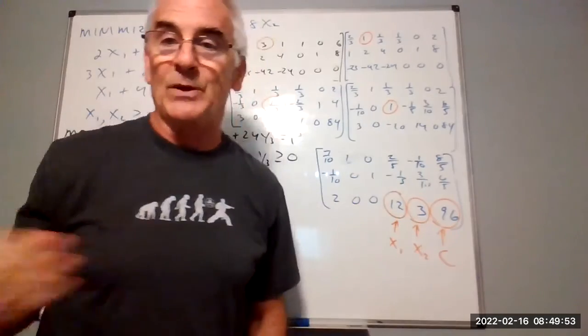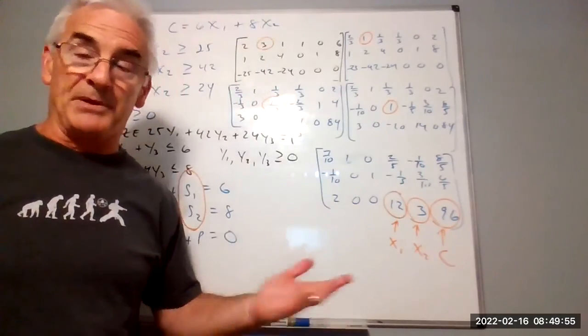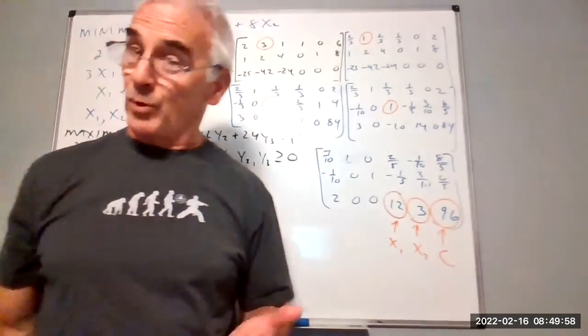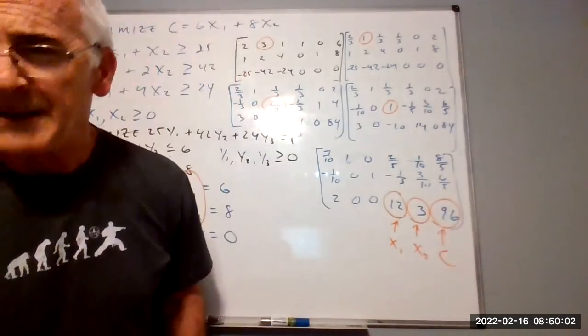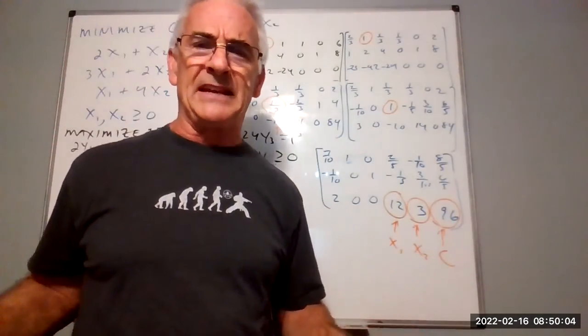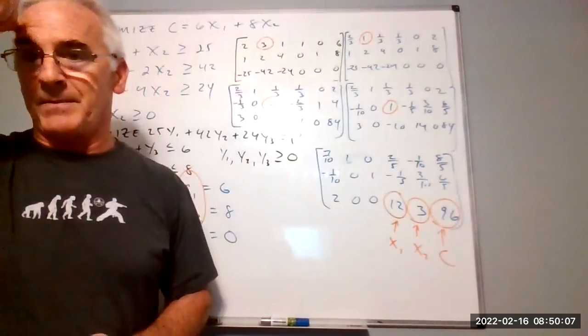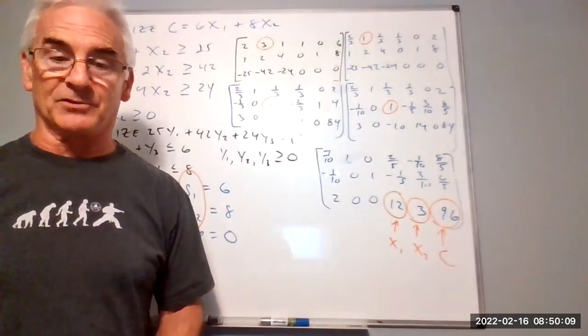Okay, so the answer is I'm going to minimize my cost, get 96 when x1 is 12 and x2 is 3. Now, again, we did it geometrically. We did it by drawing a picture and doing it that way. And that only worked because there were two variables. So that's not going to work in general. Also, it becomes really tedious and difficult to manage if I've got many, many different constraints.